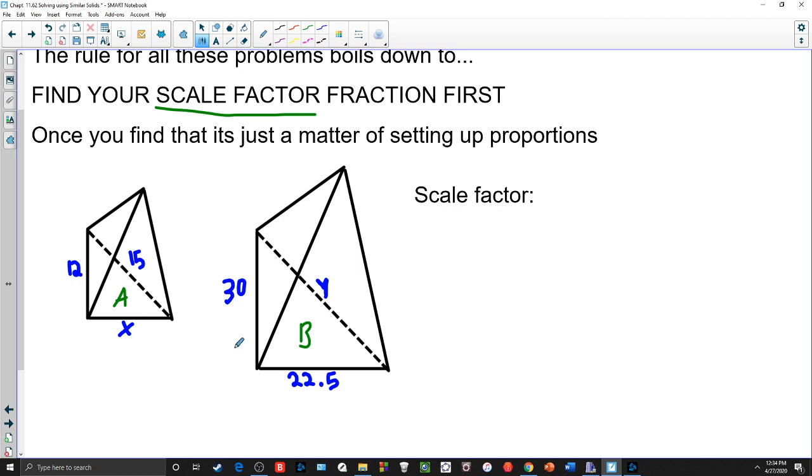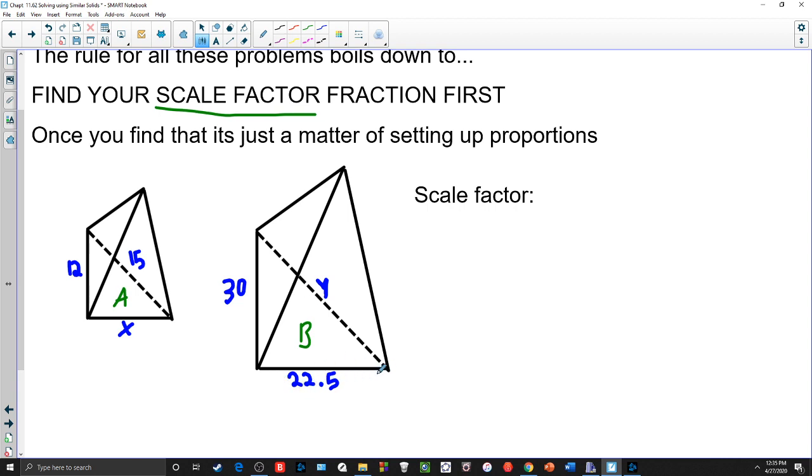So let's say I want to set my scale factor as, well, let me pick out what numbers I can use first. So could I use 15? Well, no, because 15 is this dotted line right here. That would match up with this y number right here, but I don't know what y is. So if I say my scale factor is 15 over y, that's not going to help me because I don't know what y is, and I can't really use that scale factor fraction anymore because it's not going to help me solve. What about this 22.5 down here?